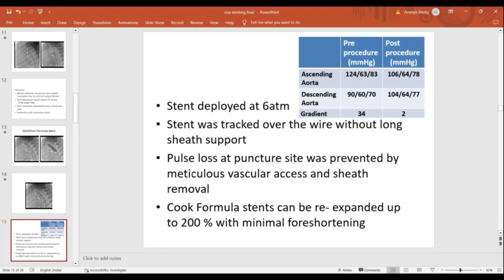So in this case, we tracked the stent over the wire without the use of long sheath support. And also we have taken extreme care that we do not lose the pulse at the access site. The manufacturers claim that the Cook formula stent can be re-expanded to 200% with minimal foreshortening. So suppose there is coarctation again, then we can balloon dilate in the future. Currently, it is at 10 millimeters. If we can achieve 200%, that comes to 20 mm. That is almost like adult size.